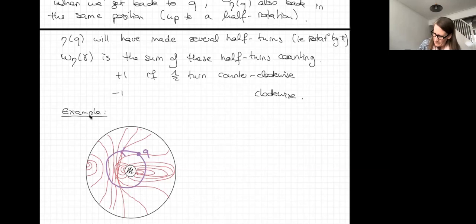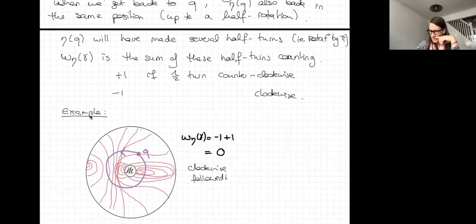So if we follow in this direction, the first rotation is clockwise, and for clockwise we have to do -1. Then we continue, and the next one we have is counterclockwise, so we get +1. And so the winding number here is 0. Maybe I should write it so you can try it. So first clockwise, followed by counterclockwise.